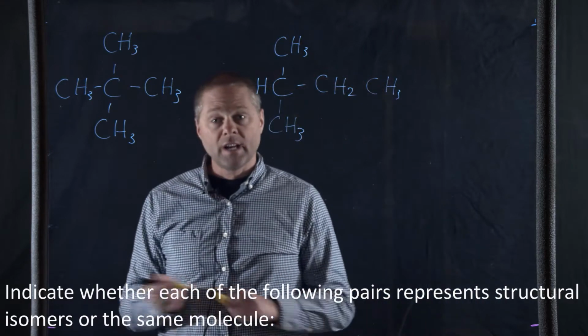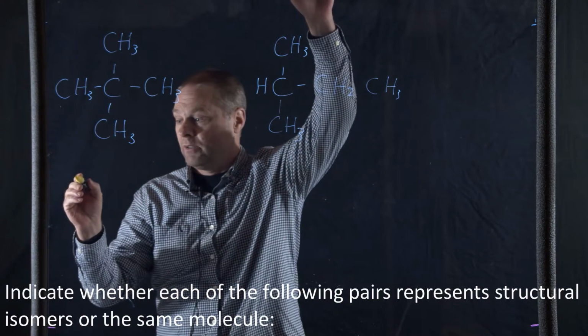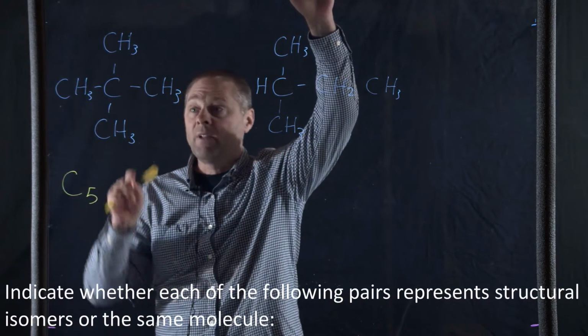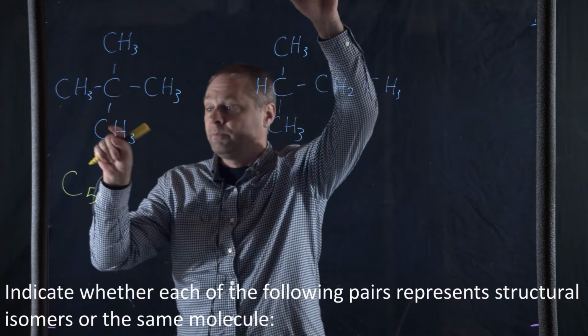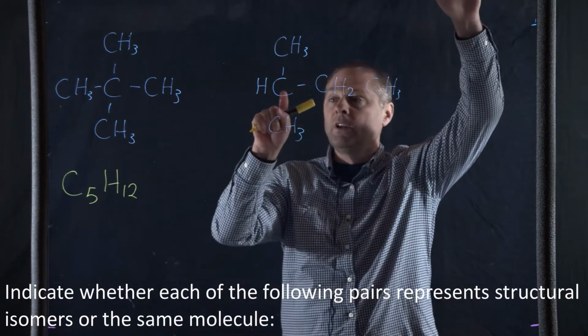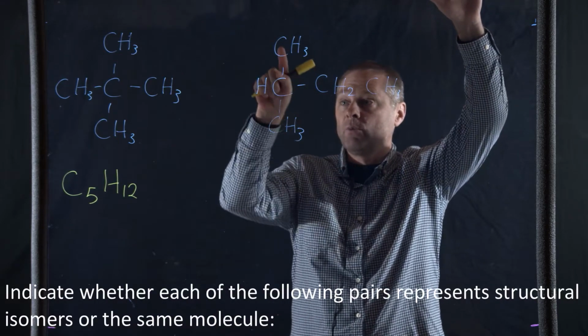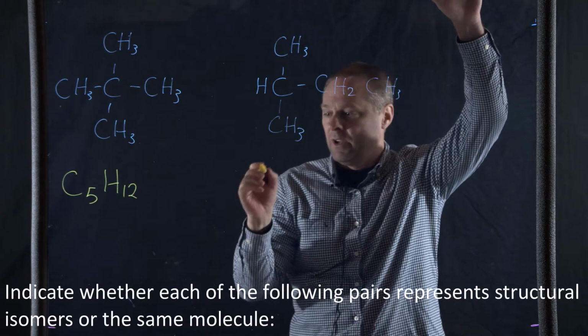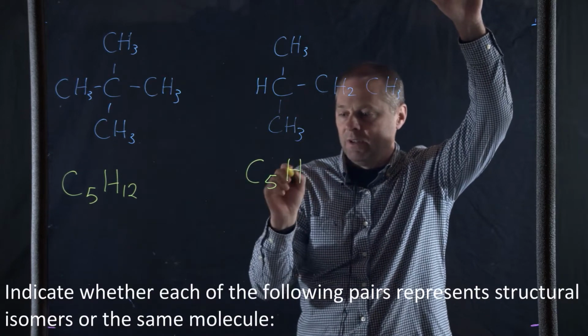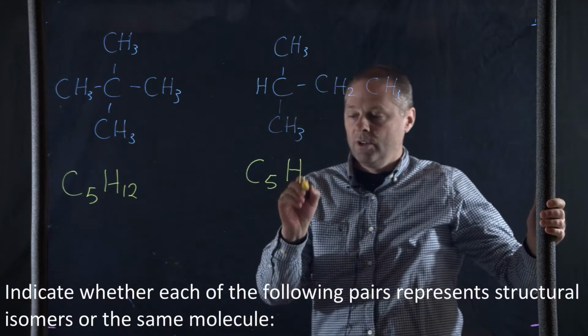So to start this out, let's count the number of carbon atoms. So this is going to be 1 plus the 4 around it, which is C5. Count the hydrogens. 4 times 3 is going to be H12. Here we have a carbon bonded to 2 methyl groups and an ethyl group. So if we count the carbons, we have 1, 2, 3, 4, 5. So that's C5. Count the hydrogens, we have 3, 7, and 5 is going to be 12.